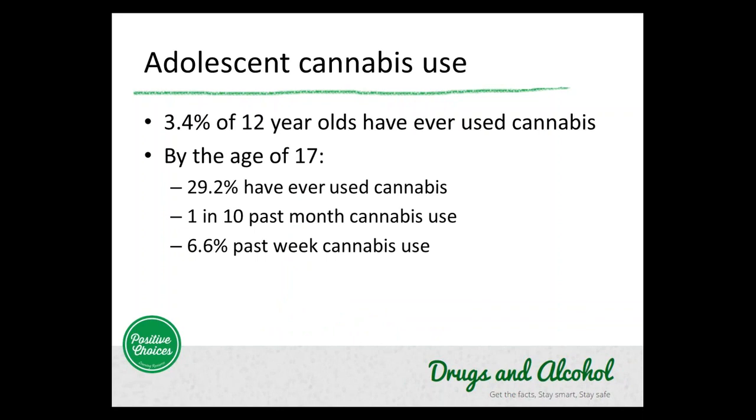Here are the rates for adolescent cannabis use amongst Australian teens. So 3.4% of 12-year-olds have ever used cannabis, but then that rises exponentially over the teenage years. So by the age of 17, nearly a third of teenagers have ever used cannabis. 1 in 10 have used cannabis in the past month, and 6.6% have used cannabis in the past week.